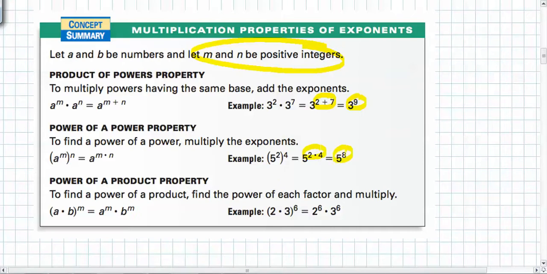To find the power of a product, find the power of each factor and multiply. So for example, if you have a times b to the m, that's a to the m times b to the m. The power gets multiplied in as long as you're multiplying right here, a times b. So for example, 2 times 3 to the 6th is 2 to the 6th times 3 to the 6th. You have to raise both things inside to that power. And keep in mind, it has to be multiplication in there. It has to be multiplication for this to work.